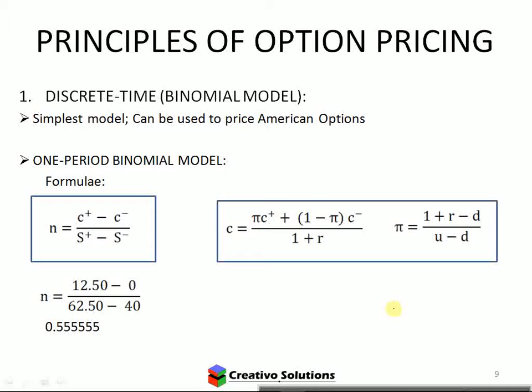So now I need the C. But before I can get the C, what do I need? I need the pi. So the pi symbol is 1 plus r minus d over u minus d. Do I have d and u? Yes, I do. So what is the r? Okay, so 1 plus 0.07 minus 0.8 divided by 1.125 minus 0.8. It's a lot of mathematics. It's just substituting into the formulas. That's okay.